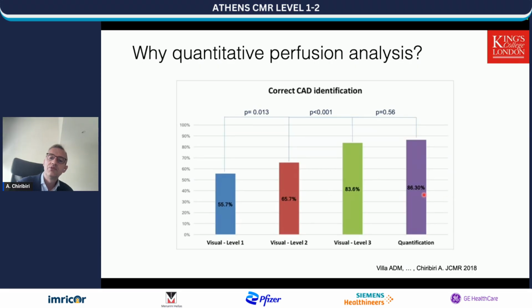But look what happens if we throw quantification in the mix. We can have a fully quantitative method, which is at least as accurate as a level 3 reader in identifying ischemia. So really the proposition here is that if we can make quantitative analysis completely automated, we can simplify the job of our colleagues, who are working perhaps in smaller centers or have not reached the level of expertise to be super accurate, and guide them through the process and simplify the diagnosis to the benefit of the patient. So how does perfusion quantification work?